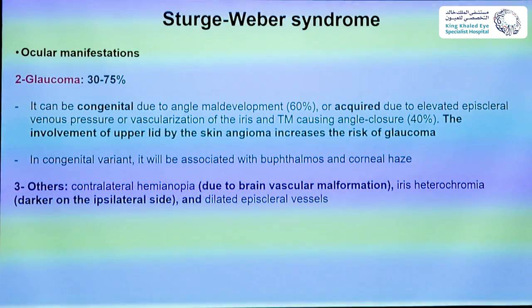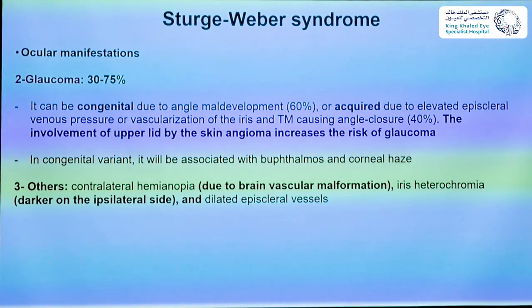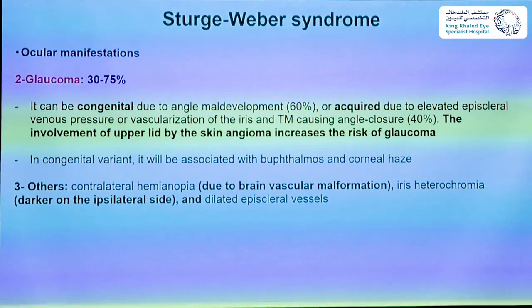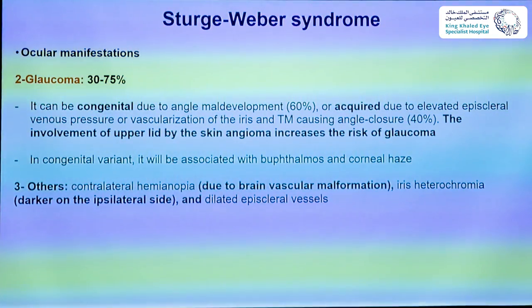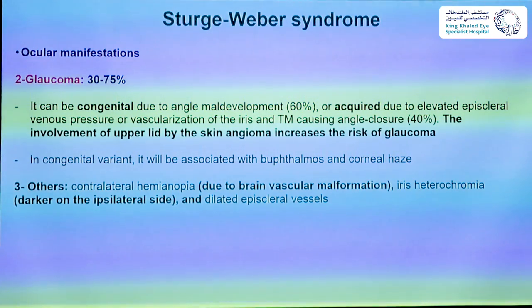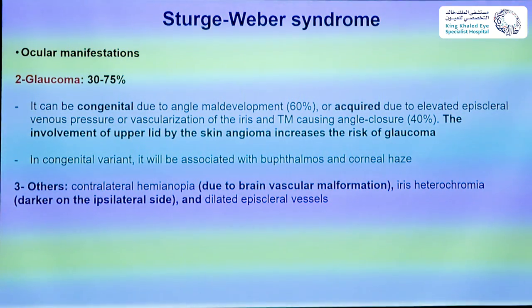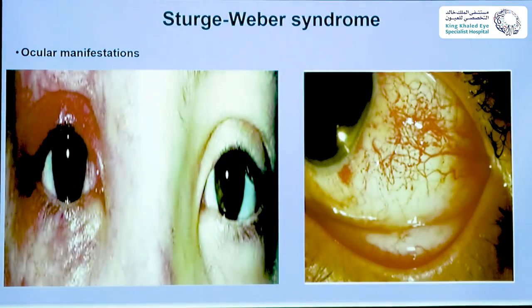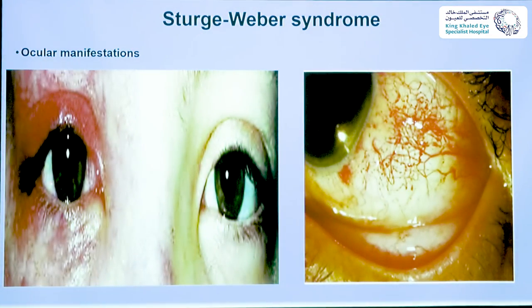And again, because of the other manifestations that are not specific, it could be contralateral hemianopia, because as we mentioned, the angioma likes the parietal and occipital lobe, and it might have contralateral hemianopia. You can have iris heterochromia being darker on the ipsilateral side and dilated episcleral vessels. And you can see here again, the color is not delineated here, but you can see it's a little bit darker on this side compared to this side. And you can have the dilated episcleral vessels, which represent just small angiomas.